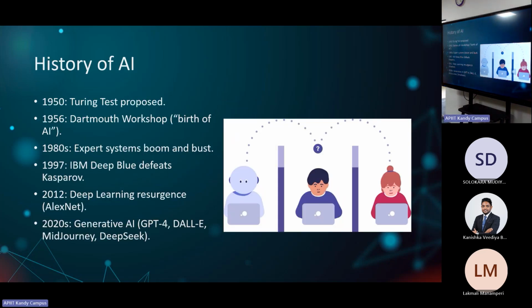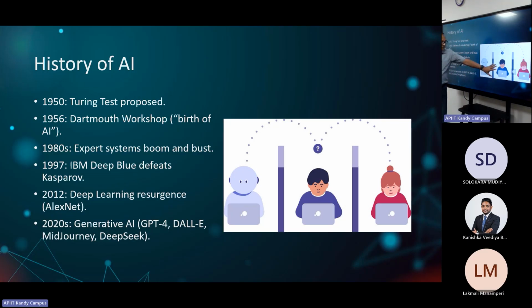Okay, so history of AI. Where does it start? It starts with Alan Turing. He wrote a paper in 1950, and he basically said, okay, I have a test to find out. His question was, can machines think? That was his question. And then he came up with a test of finding out.